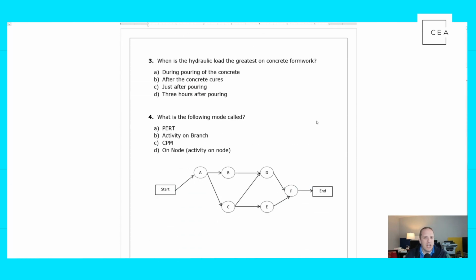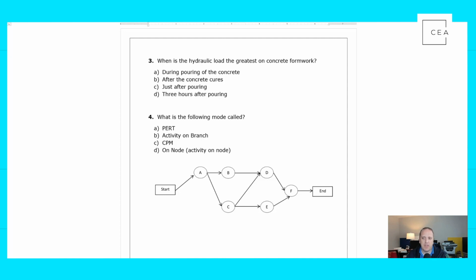All right, let's look at another one. This is number 3. When is the hydraulic load the greatest on concrete formwork? And your answers are A, during pouring of the concrete, B, after the concrete cures, C, just after pouring, or D, 3 hours after pouring. So think about that for a minute. When is the hydraulic load the greatest on concrete formwork? Is it during pouring, after the concrete cures, just after pouring, or 3 hours after pouring?